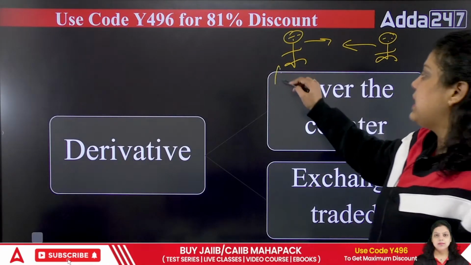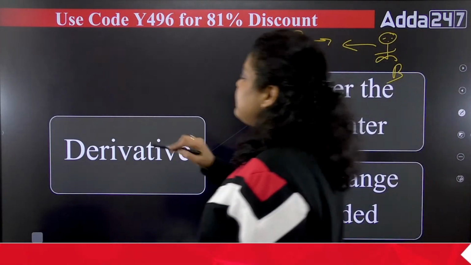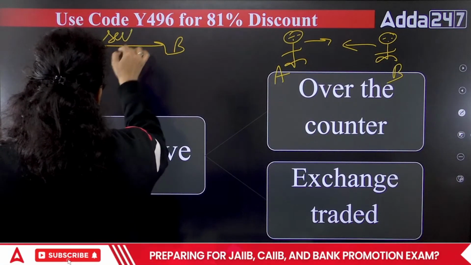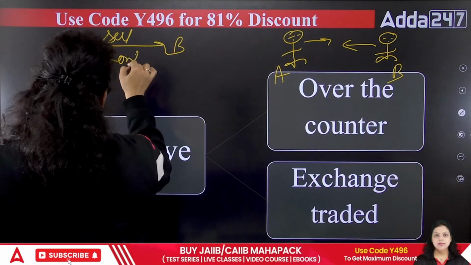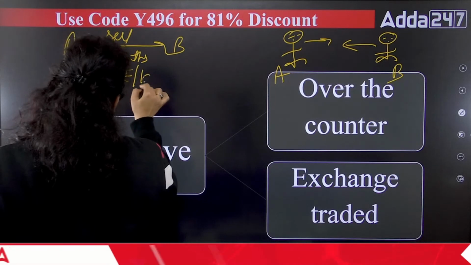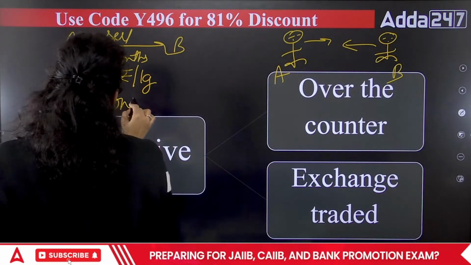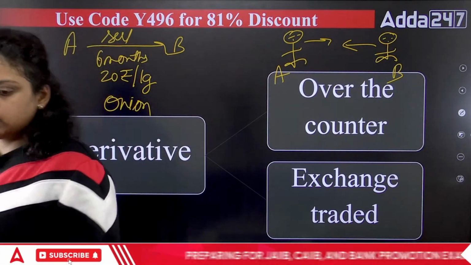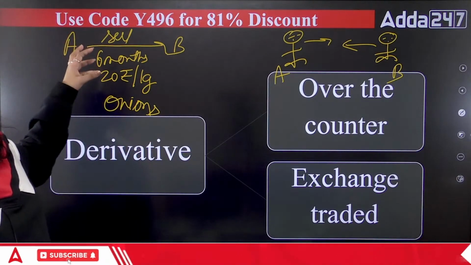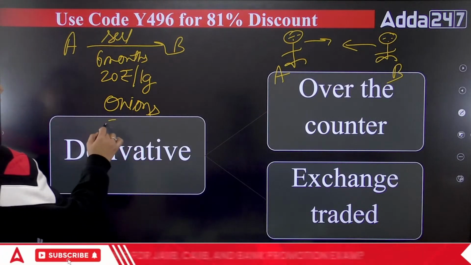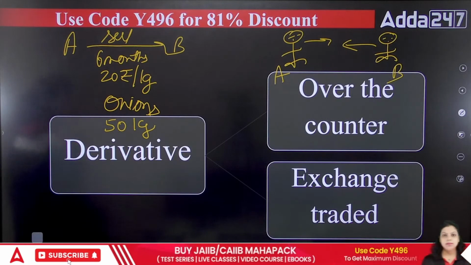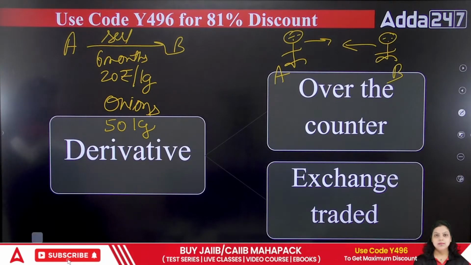Like there are two people, A and B. So A said to B that A is going to sell the product to B after 6 months, in the future, and the price will be 20 rupees, let's say, for example, per kg. For example, they are trading on the onions. So A is saying that I am going to sell you 50 kg of onions at 20 rupees per kg after 6 months. This is the contract that A and B have done.